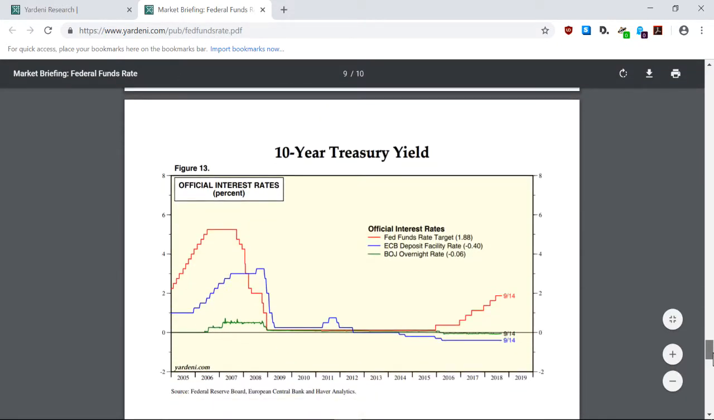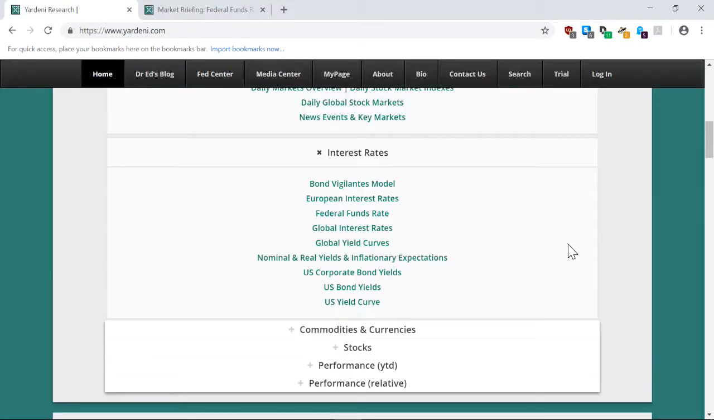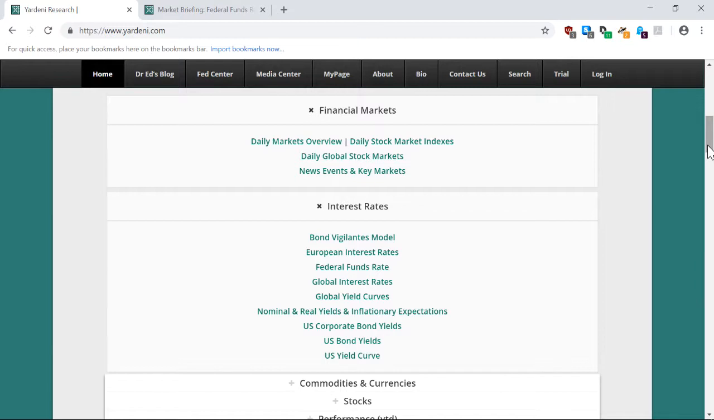So again, I just wanted to go over these two sections today for this video and make a real quick video. I'm going to do a series of quick videos. But so far, I've showed you two aspects of Yardeni research, one on interest rates and one on daily markets overview, that gives you a wealth of information in chart form that's easy to absorb even if you don't have a lot of experience in markets.